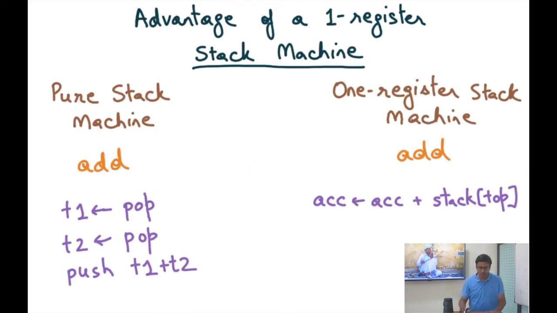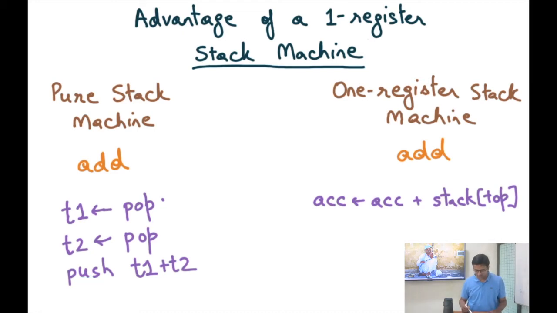Okay, so what is the advantage of a one-register stack machine? We can understand this using this example. So in a pure stack machine, if I wanted to do an addition, then I would use the add opcode, and it's going to do three operations. It's going to pop the top word, then pop the second top word, so it's going to do two pops. So it's going to say T1 equals pop, and T2 is also assigned pop, and then it's going to push T1 plus T2, right? So this has three memory accesses, two because of the pops and one because of the push.